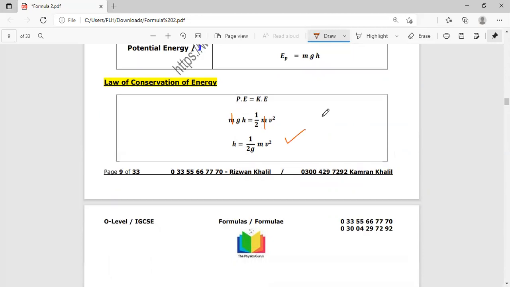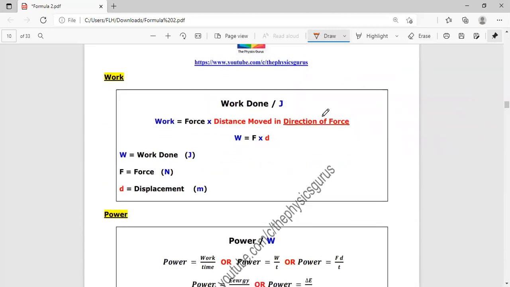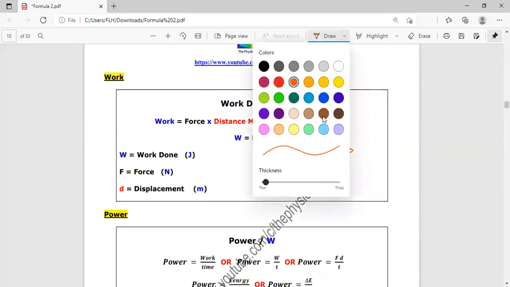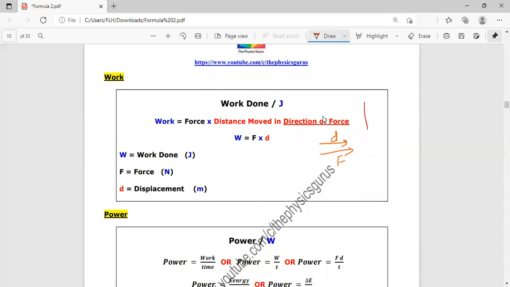Then next one, work done. The formula of work done is force into distance moved in the direction of force. W is equal to F into D. But if work is done in a way that force is being applied over here, distance is covered in this direction, and they are perpendicular, then in that case work done will be equal to 0.